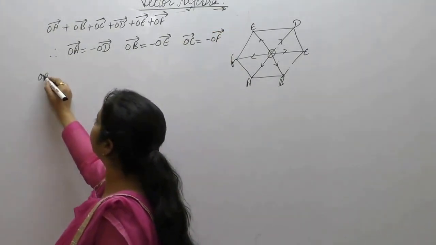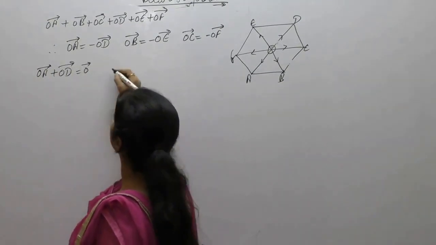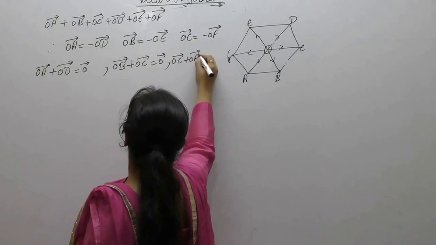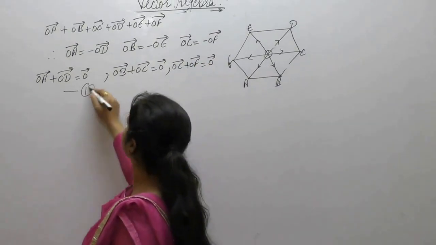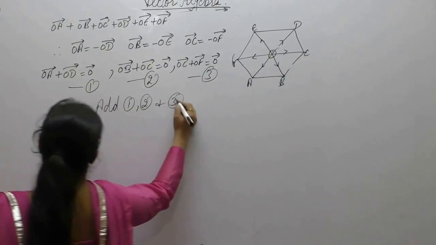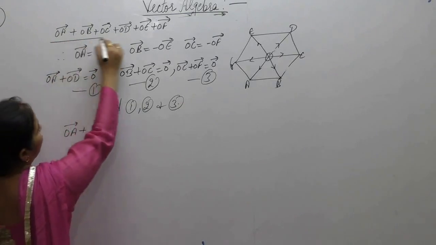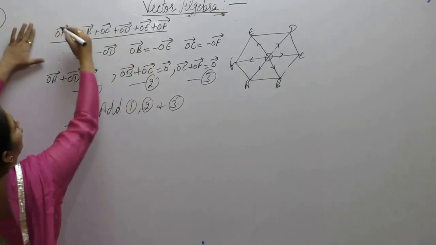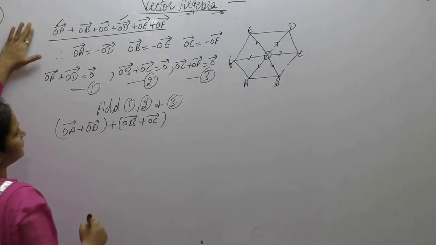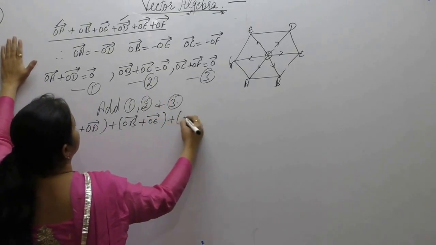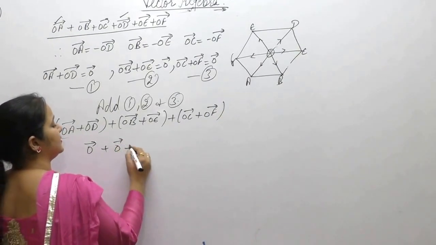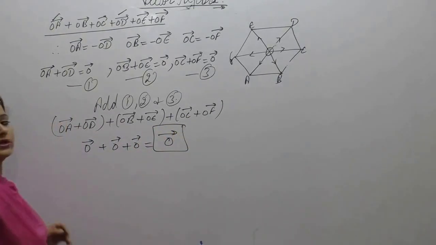When it goes on the left hand side, it becomes OA plus OD vector is equal to 0 vector. OB plus OE is equal to 0 vector. OC plus OF is equal to 0 vector. Now add these three equations. On the left hand side, we want to find the sum of these, so we can write it as OA plus OD plus OB plus OE plus OC plus OF. This sum is equal to 0 vector. Therefore, the sum of these vectors is equal to 0 vector.